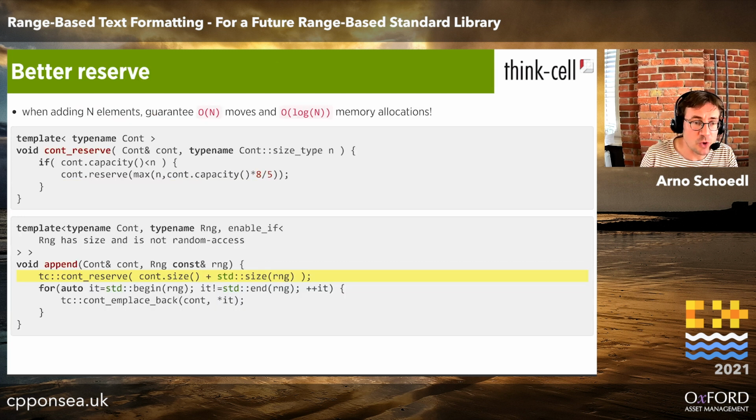A better cont reserve is probably one where you say, well, if your capacity is not large enough and you want to reserve more, then at least make sure that you are growing the container by a constant factor over its present size. So you are always guaranteed to get no more than an amortized linear number of reallocations and copies of elements. So if we make this improvement to cont reserve, then we can use it in our append safely and do what we want it to do.